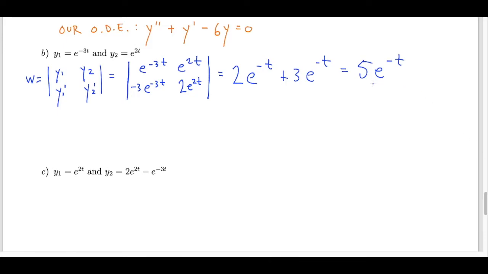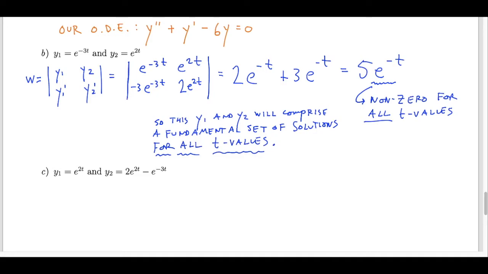As you know, exponential functions are never equal to 0. So our Wronskian is non-zero for all t values. That means it's non-zero on any interval of t values. That means that these two solutions will serve as a fundamental set of solutions on any interval of t values that we want. This implies that if we want to use these two building blocks to construct a general solution, the resulting general solution will be robust enough that we can solve for any coefficients for any arbitrary initial conditions.